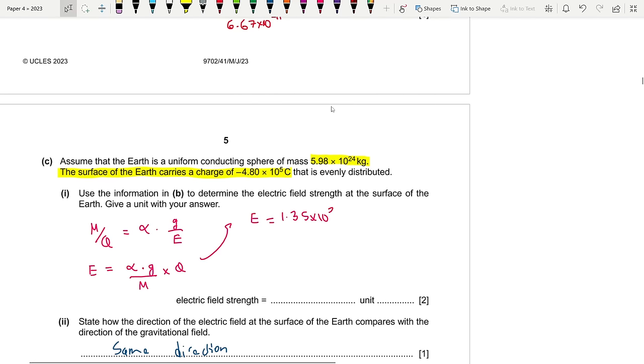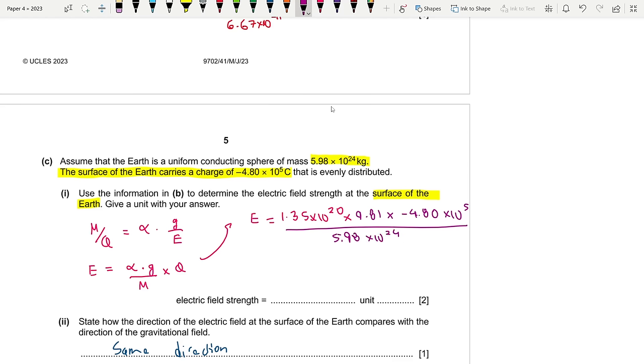We use the value up top, times g, which is the value of g at the surface of the Earth, right? So that is actually equal to 9.81, times q, which is minus 4.80 times 10 to the power 5, and the whole thing will be divided by the mass, which is 5.98 times 10 to the power 24. Okay, so 1.35 into 10 to the power 20 times 9.81 times minus 4.8 into 10 to the power 5 divided by 5.98 into 10 to the power 24. So that gives us an answer of E is equal to minus 106.